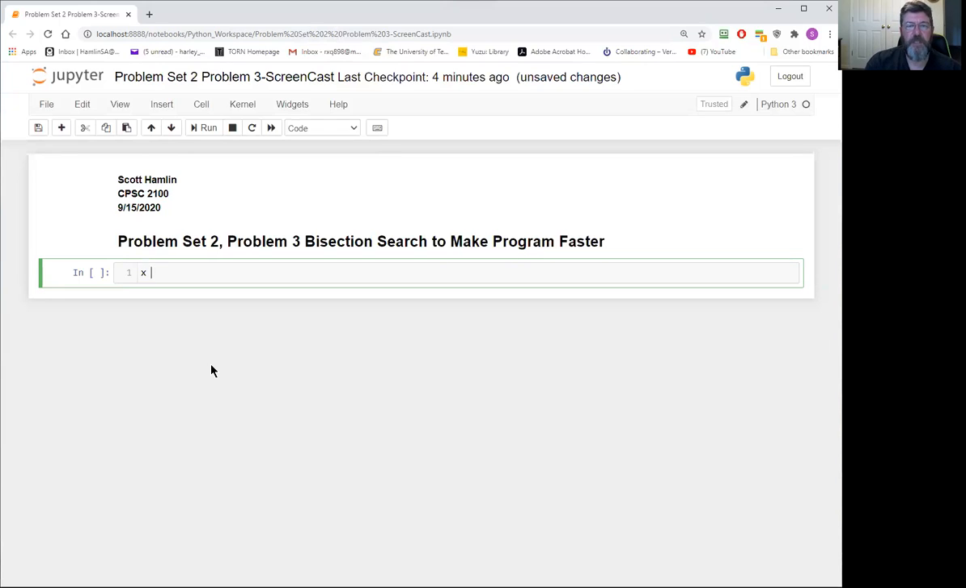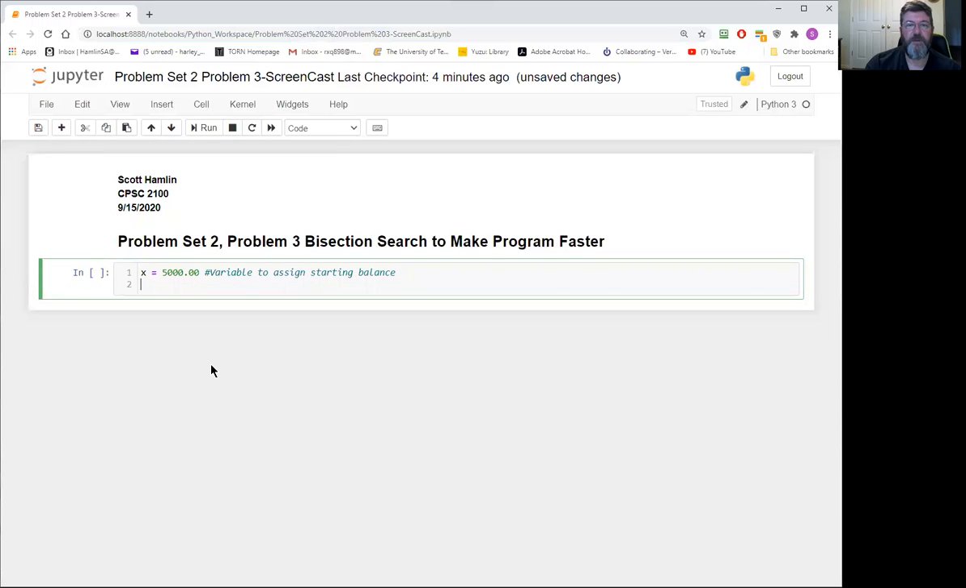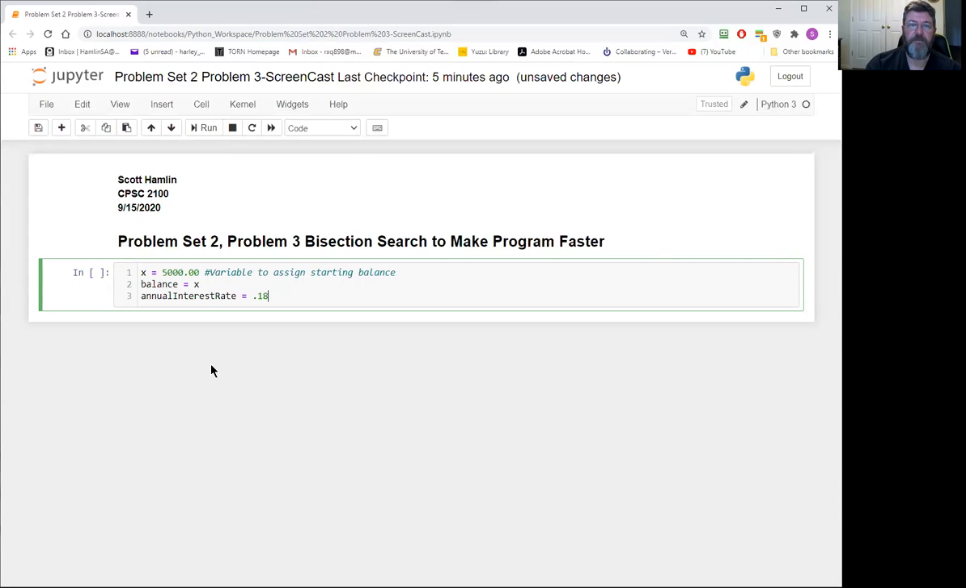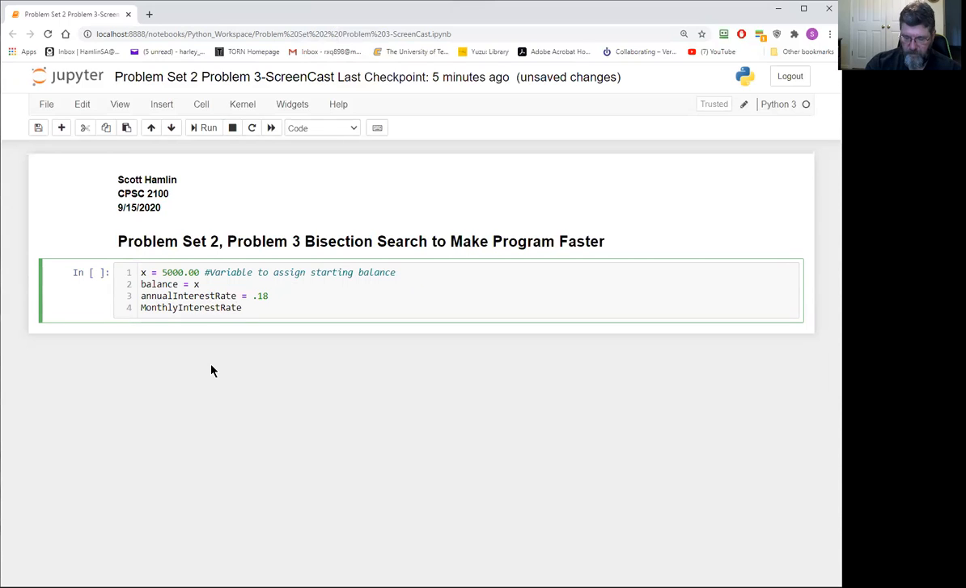I'm going to assign X $5,000. This is the variable to assign the starting balance. I'm still going to use balance, and that's going to equal X. So if you want to change the parameters, you can just change X. Annual interest rate, that's what we had before, 18%. Our monthly interest rate equals our annual interest rate divided by 12.0.